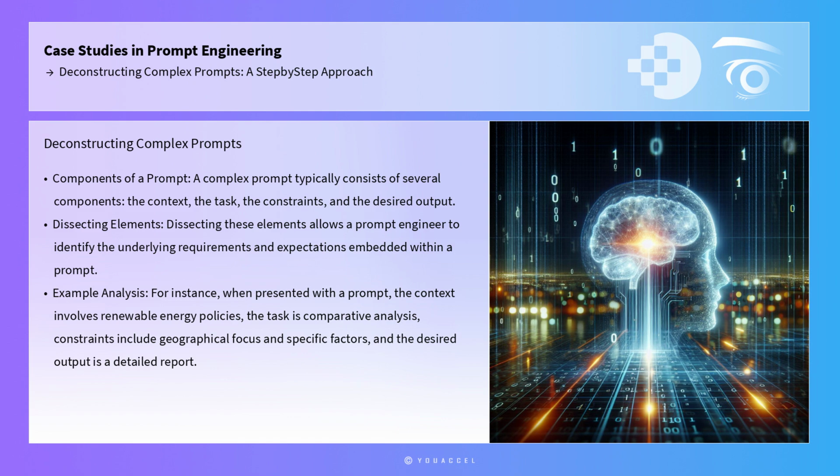For instance, when presented with a prompt like, "In a detailed report, compare the economic impacts of renewable energy adoption in Europe and Asia, considering recent policy changes and technological advancements," the context involves renewable energy policies. The task is comparative analysis, the constraints include geographical focus and specific factors, and the desired output is a detailed report. Recognizing these components is the first step in deconstructing a prompt, setting the stage for more precise execution.